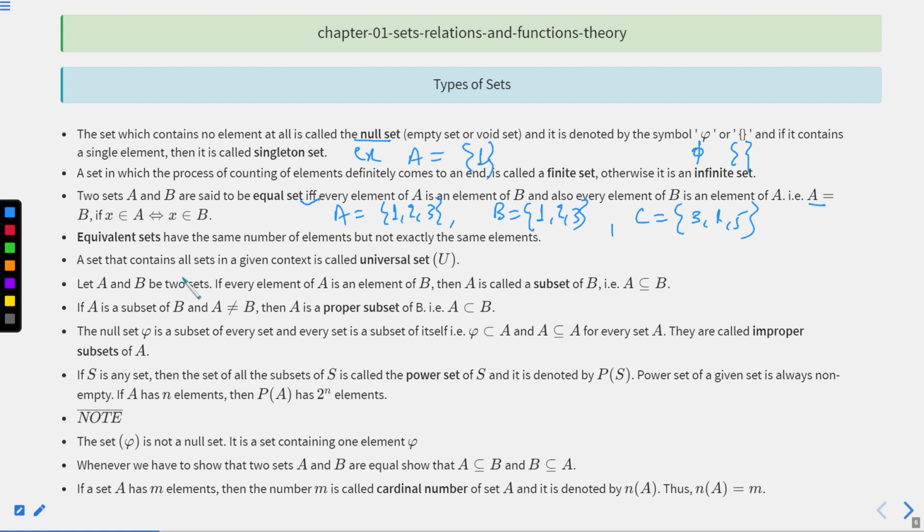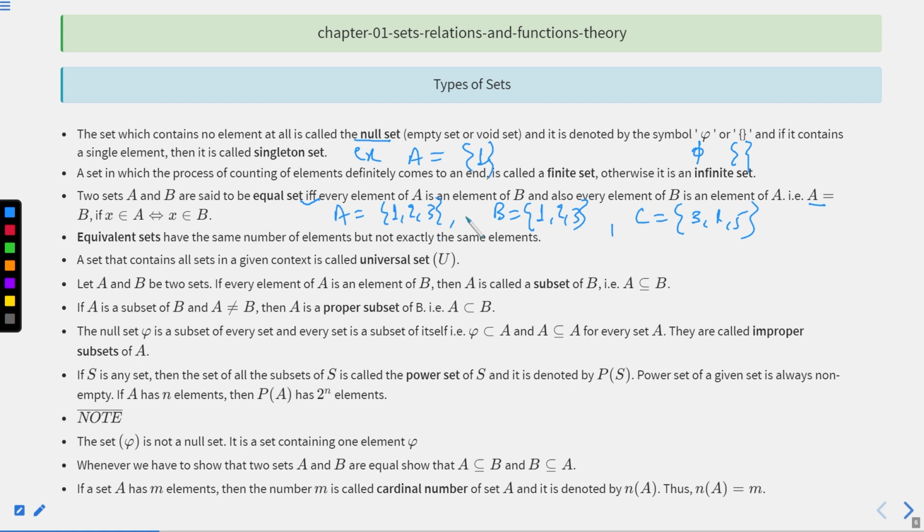Now, let's come to the universal set. A set that contains all sets in a given context is called a universal set. Let A and B be two sets. If every element of set A is an element of set B, then A is called a subset of B.